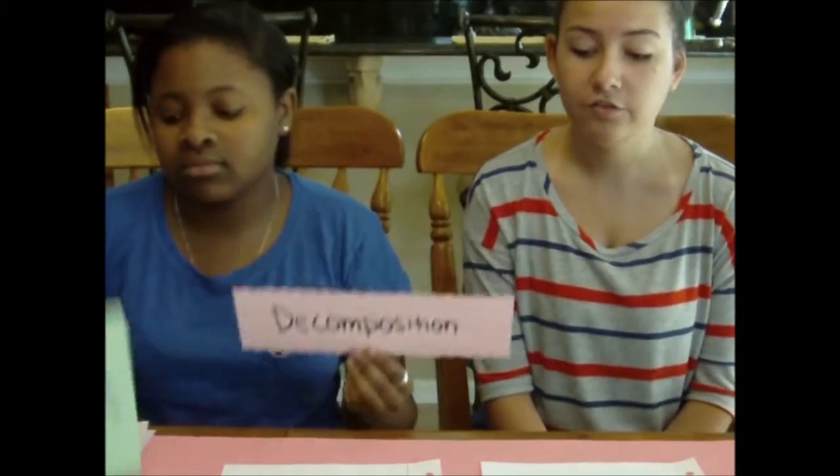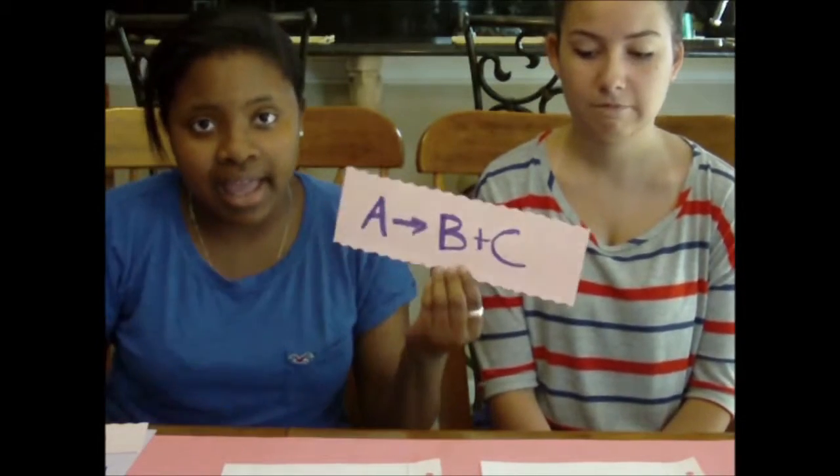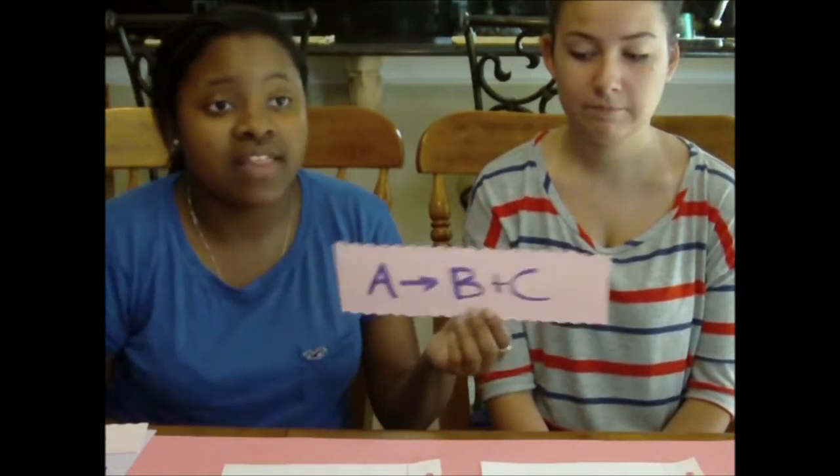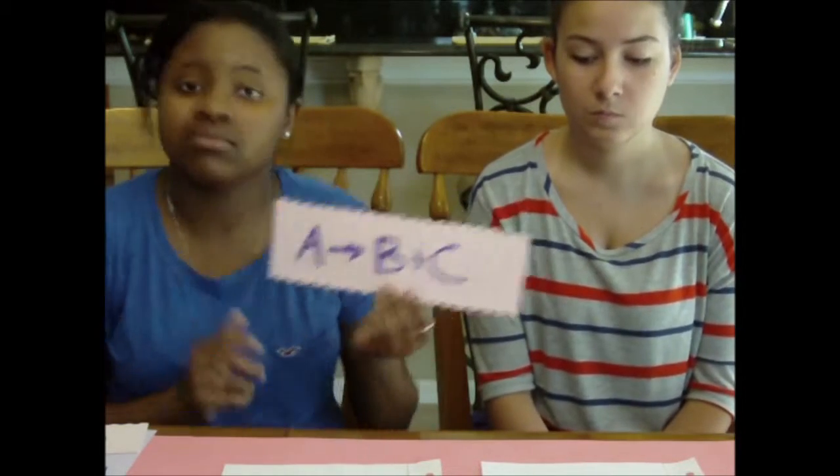Another reaction is decomposition. This is where a single substance is broken down into two or more simpler substances. So A, they're like a married couple, and then they get divorced because they don't like each other anymore, and so you get B plus C.